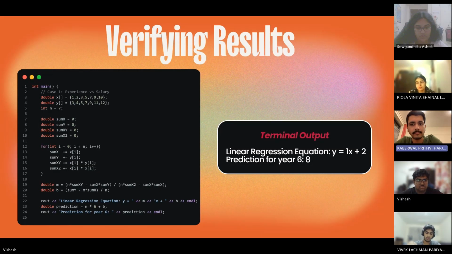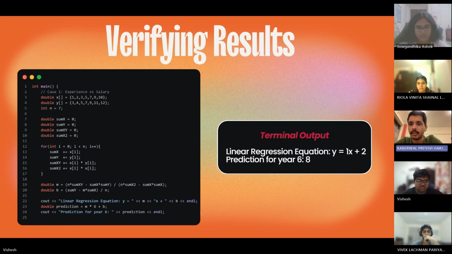So the formula that Sogantika demonstrated, and that I showed you for the final calculations, is put over here in the double m. m is equal to n times summation xy minus sum of x into sum of y. That's the formula which has been put in the C++ code. Then the linear regression equation is printed according to the slope and the intercept.